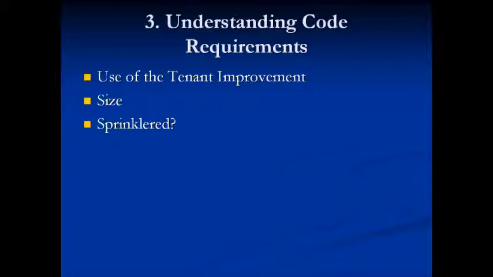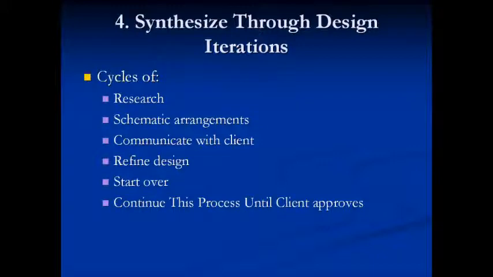So in understanding how to design a tenant improvement, after we have thought of understanding what the client wants, understanding what the governing agencies require, and understanding the code requirements, the fourth thing that we need to consider is the client's design goals. We do that by way of the design process iterations. And I say iteration, it's just a technical way of saying it's something that you do over and over again. There are cycles in each iteration of research, schematic arrangements, that means putting things on paper, or in the computer, and showing where the different items are going to be.